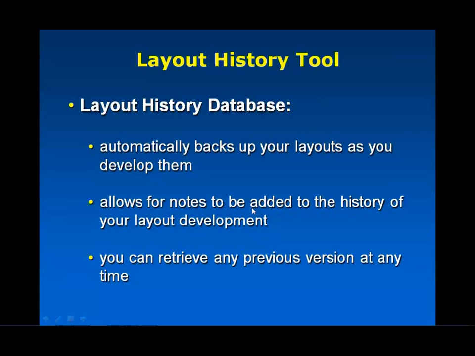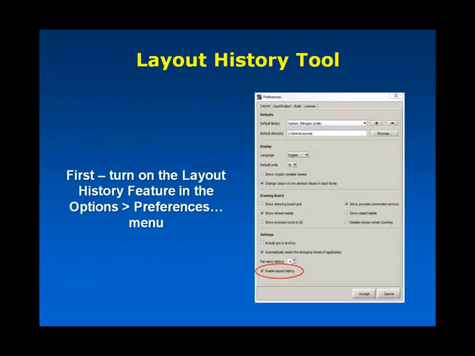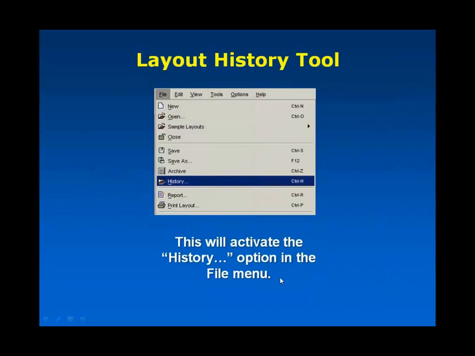You can also make notes about the changes you've made as you go along, and you can always go back and retrieve a previous version of your layout at any time. This happens in the background of your layout anytime you're using it. You first have to turn it on: go to the Options Preferences menu and turn this value on, and then the history feature will become available in this menu. Once it's turned on, it'll automatically start making those backups for you.